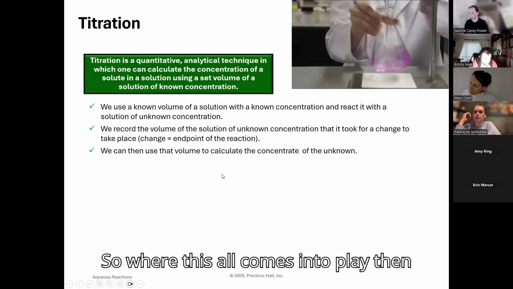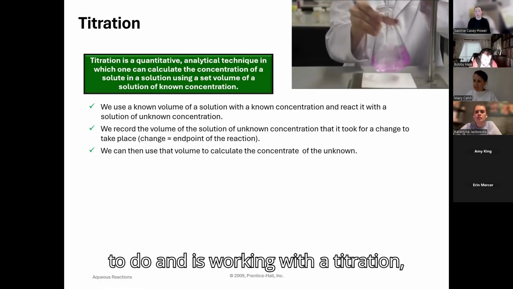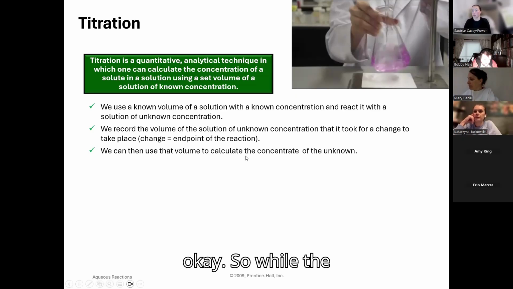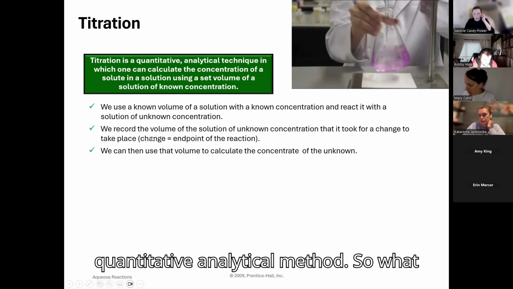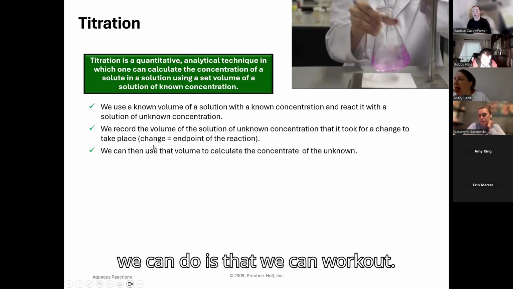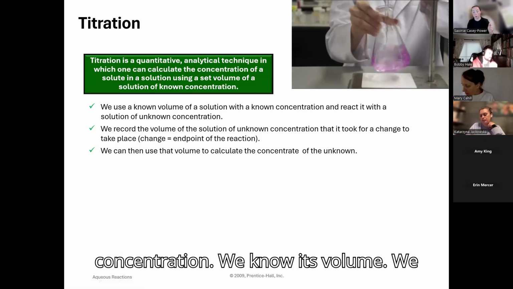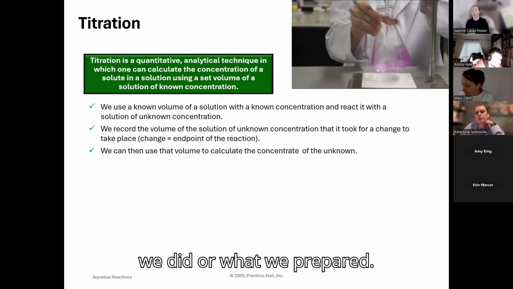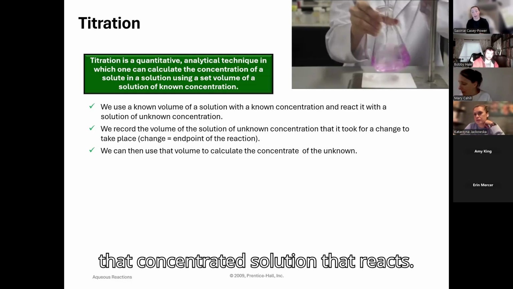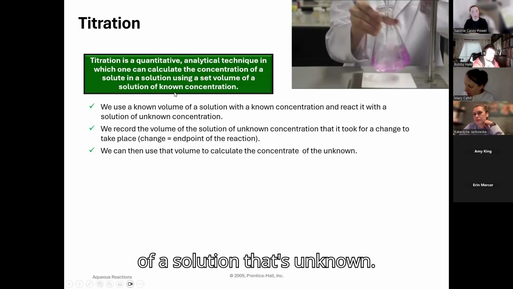So where this all comes into play is one of the lab practicals we're going to do, working with a titration. What a titration actually is, is a very quantitative analytical method. We have one reagent of a certain concentration. We know its volume, we know its concentration based on what we prepared. We can take the volume of that solution that reacts and work out the concentration of a solution that's unknown.